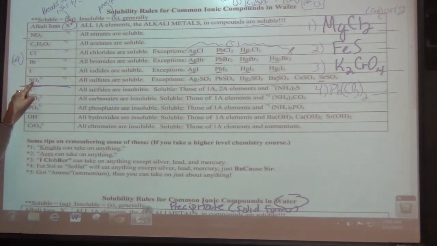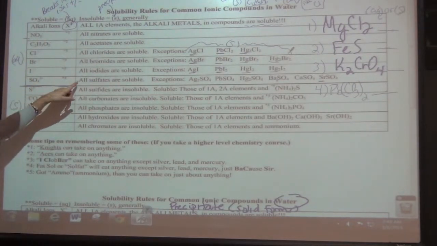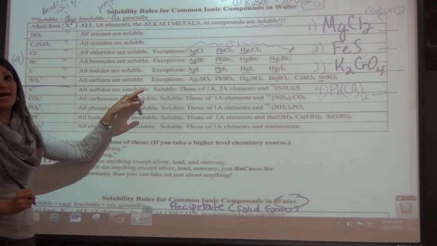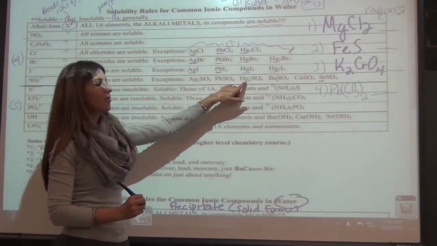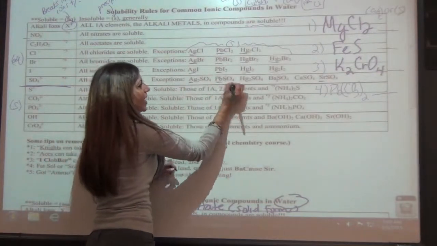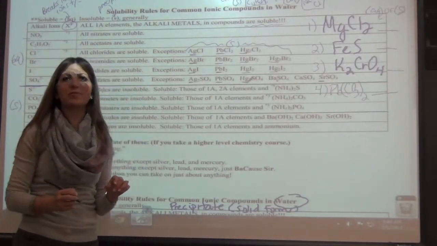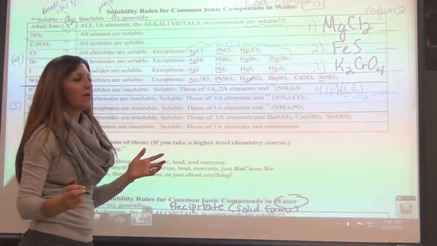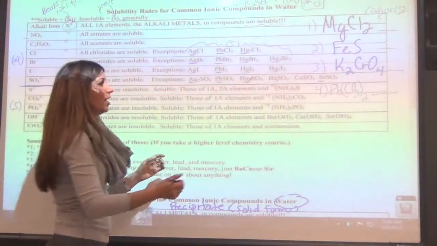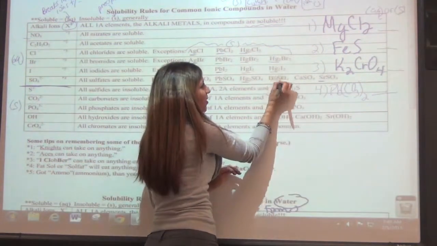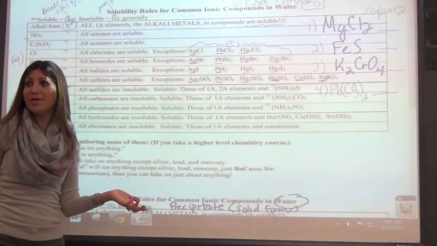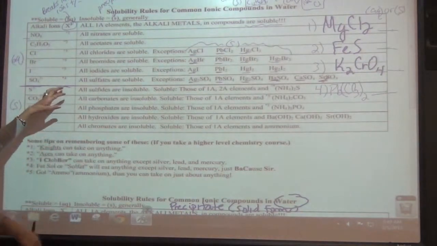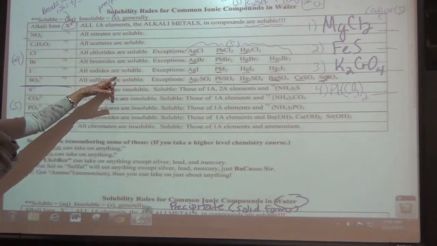So now let's take a look at sulfate. Sulfate is similar to them, and you notice that all sulfates are soluble, but again, what are your exceptions? Silver, lead, and mercury, but now we've got three more. And so I call them, because, sir. B-A-C-A-N-S-R. You don't have to memorize them at this point. You would just need to be able to use the chart.